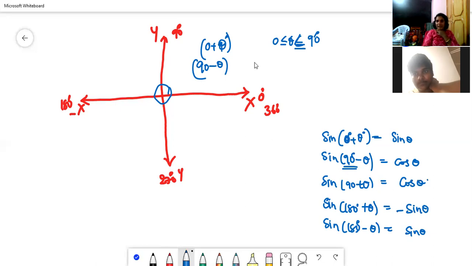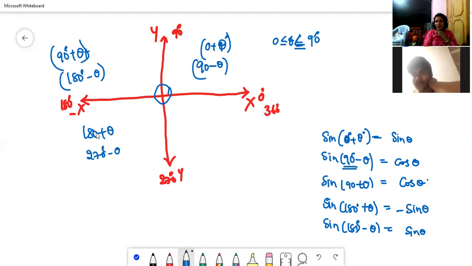Here 90 degrees plus theta and 180 degrees minus theta, these two come in the second quadrant. 180 plus theta and 270 degrees minus theta will come in the third quadrant. 270 degrees plus theta and 360 degrees minus theta will come in the fourth quadrant.